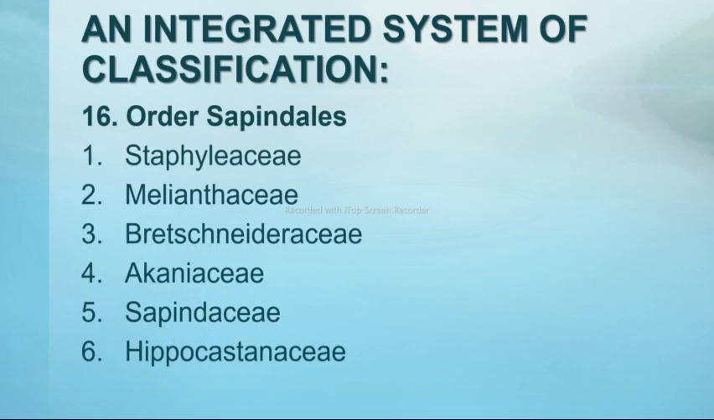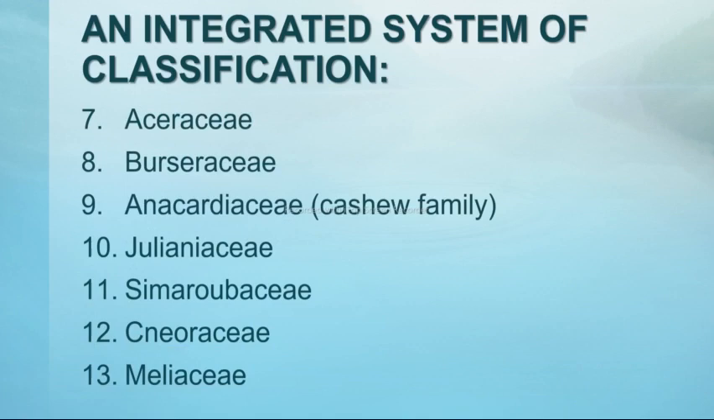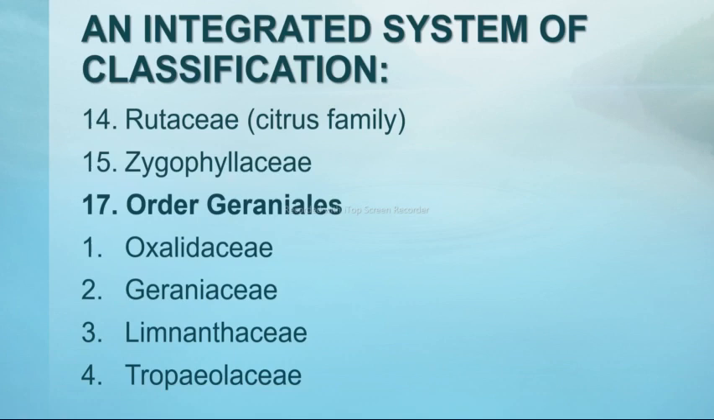And the 16th order is Sapindales, which includes the Staphyleaceae, Melianthaceae, Bretschneideraceae, Akaniaceae, and Sapindaceae, and Hippocastanaceae. And next is Aceraceae, Burseraceae, Anacardiaceae, which is the cashew family. Next is Julianiaceae, Simaroubaceae, and Cneoraceae, and Meliaceae. And the next is Rutaceae, which is the citrus family, and Zygophyllaceae.